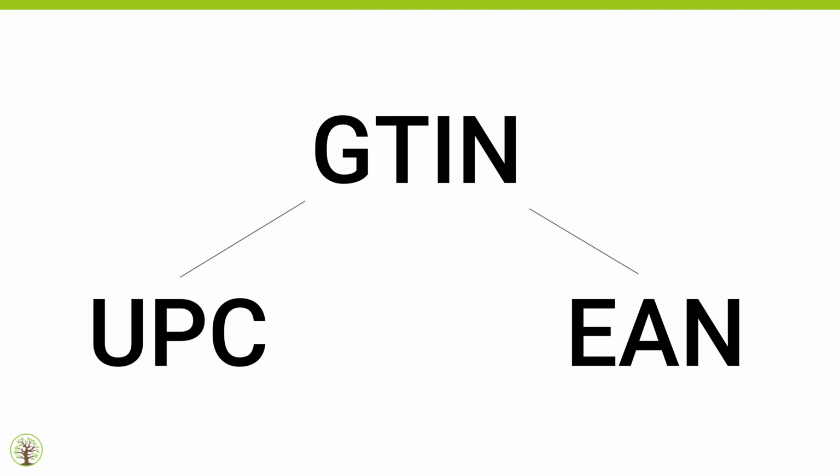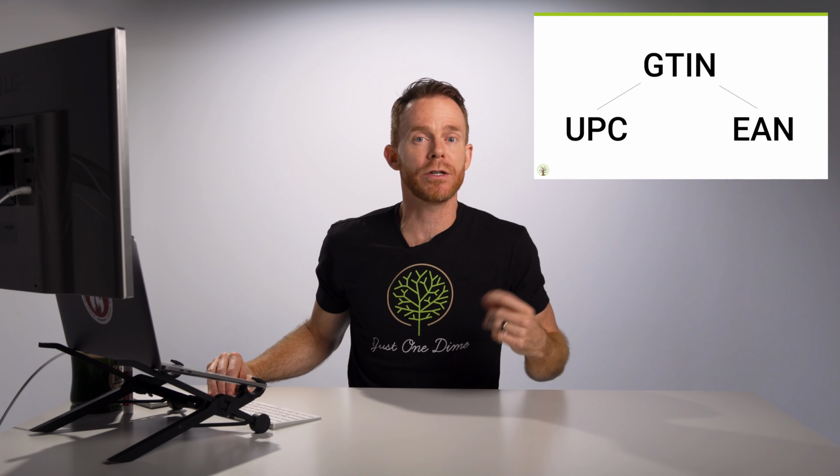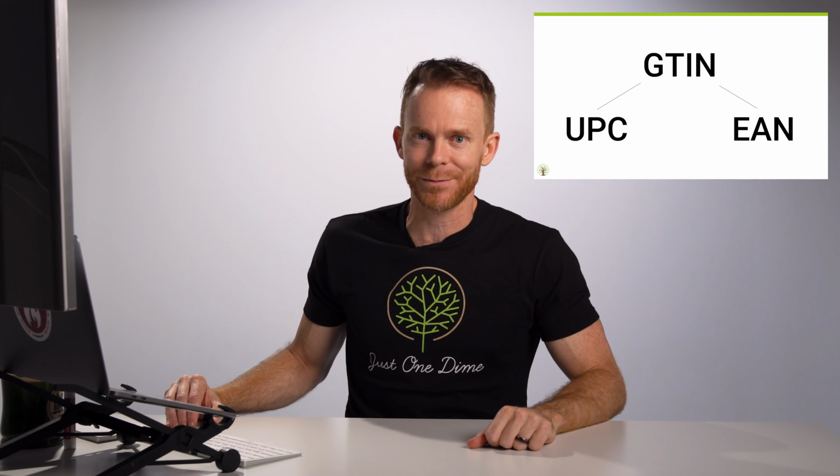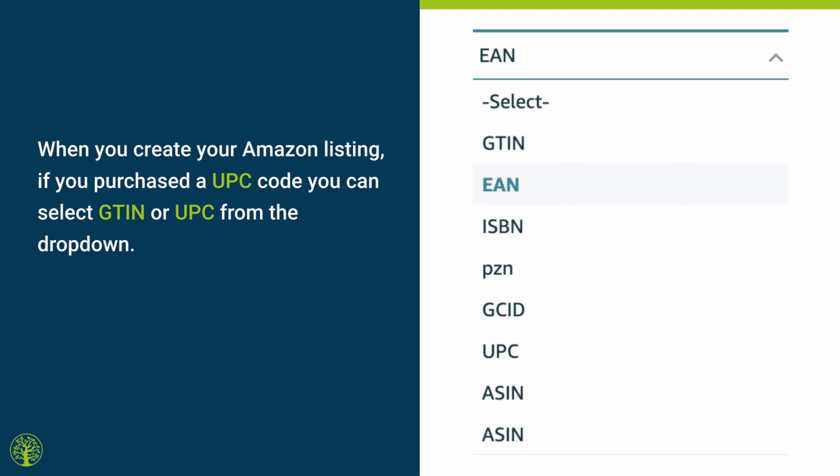So first you got your GTIN up top, that's your main, the Global Trade Item Number. A UPC is a kind, and an EAN is a kind. These are the 3 most important universal product codes you need to understand. If you know these, you're gonna know 98% of everything you need to know when it comes to universal product codes.